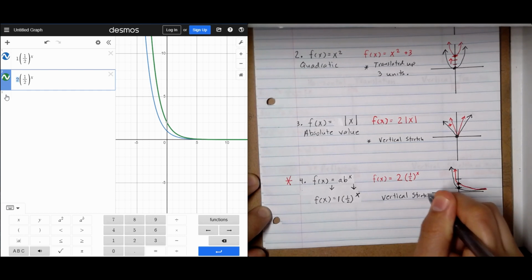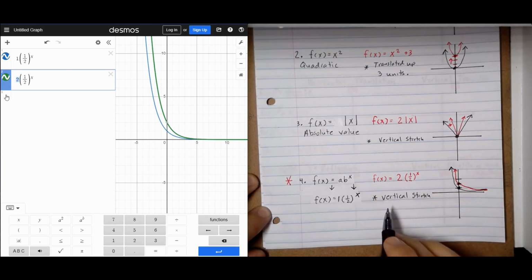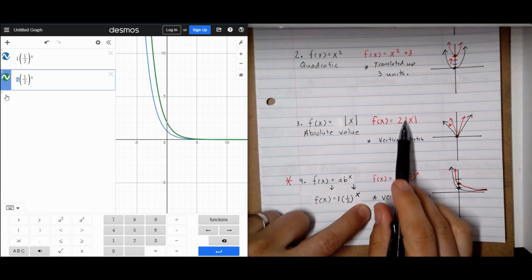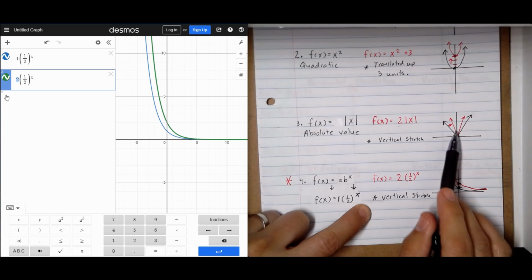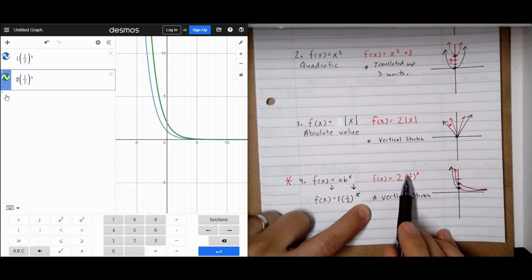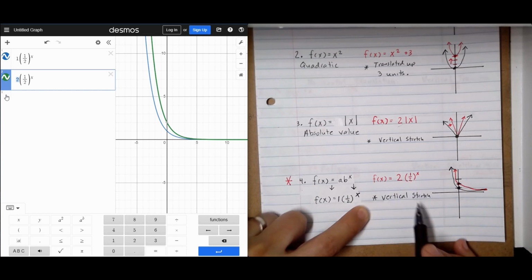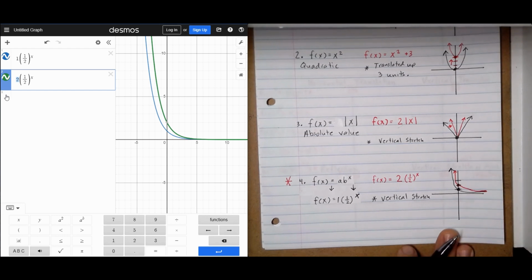And again, I'm trying to show you that we do have a relationship here. Notice over here, when we multiplied a number that was greater than 1 to our absolute value, we had a vertical stretch. When we multiply a number greater than 1 for our a value to this function, we also have a vertical stretch. So we have similar things occurring.